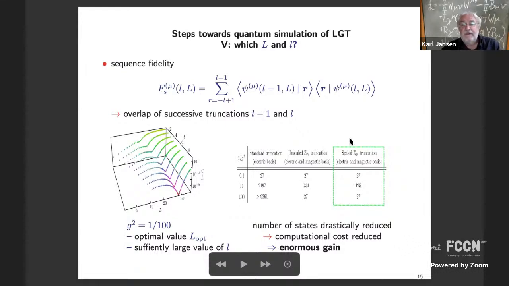And if we use what we called here the scaled truncation, meaning this display with capital L and small l, taking the best numbers from this diagram here, then you see that also in the middle region, when g square is around 1 or 10, we still have 125 degrees of freedom, which is still a little bit too much. But we have reduced the number of degrees of freedom by a factor of 10, which is clearly an enormous gain in the computational costs and makes this actually practical for quantum simulations.